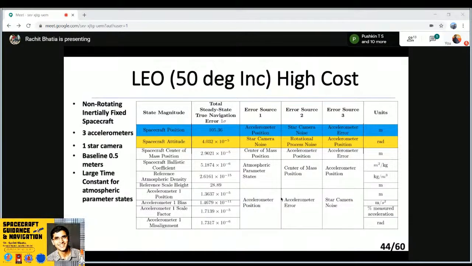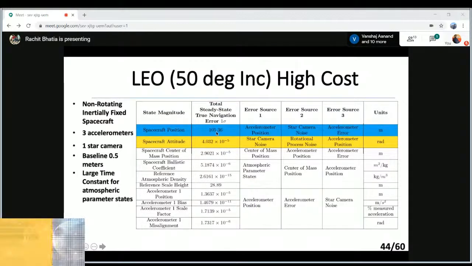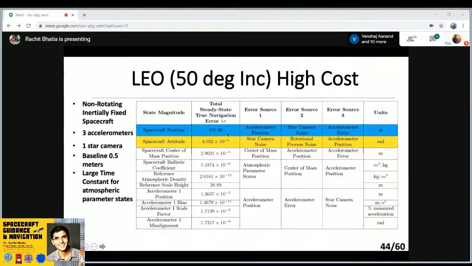I tabulate those results for the final time error, and here we can see that from thousands of meters of initial uncertainty, at the final time after 5 orbits, we get some hundreds of meters in spacecraft position, and very low error in spacecraft attitude as well. We also see the error sources which are the major contributors. Error source 1 is the top contribution, then error source 2 is lower, and error source 3 is much lower. That is the idea of presenting these results.